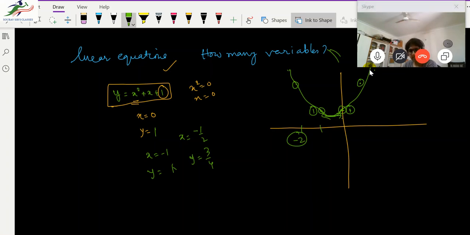Now, the big question is, will the graph touch the x-axis? Because if it touches the x-axis, then there will be one solution, right? So the question is, will the graph touch the x-axis? Obviously, we cannot keep on plotting every point. That is not feasible, right? So how do we figure this out?